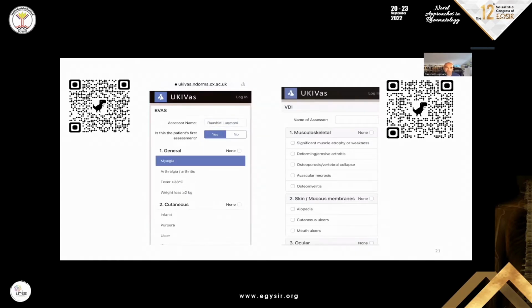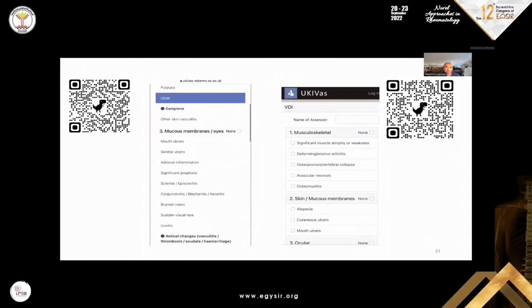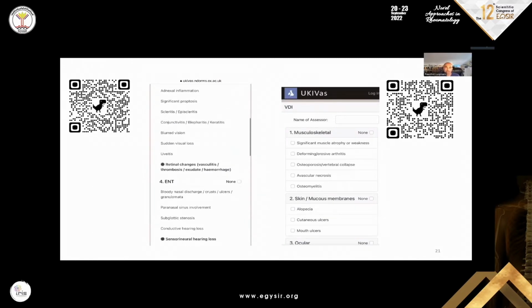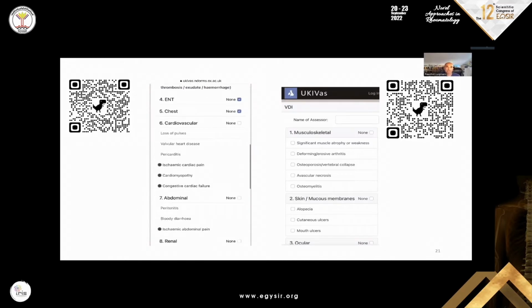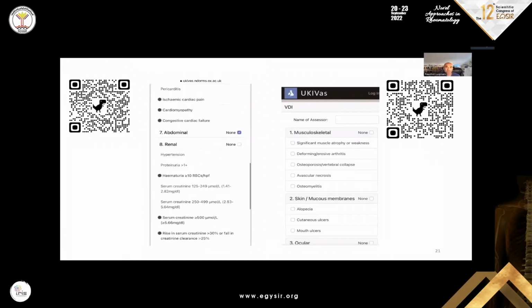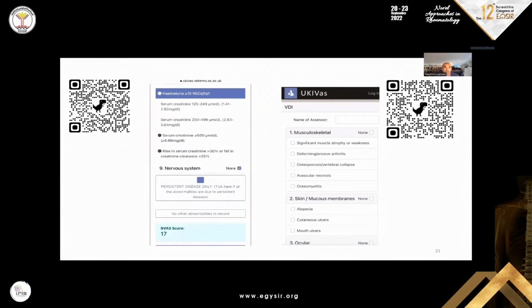First assessment of their disease, they have a bit of muscle pain, myalgia, they've got an ulcer on their skin, some mouth ulcers, no upper airways disease or chest disease. There seems to be some valvular heart disease again, which I think is all due to the vasculitis. No abdominal, but there is some microscopic hematuria, but normal renal function, no neurological features.